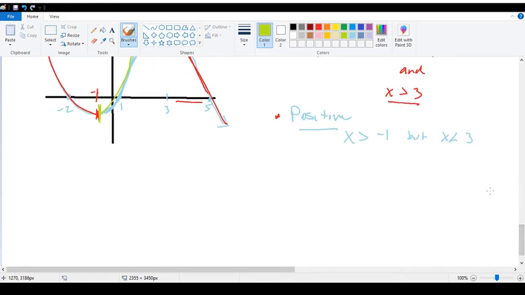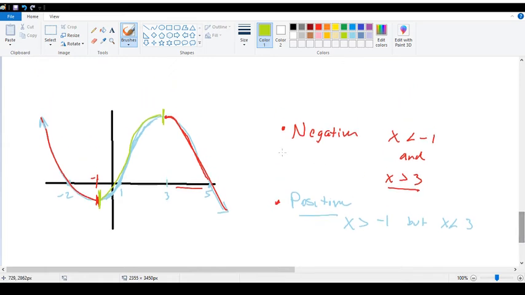Let's look at another example. And by the way, before I forget, since this is the highest point, there's no other highest point, we call this the relative maximum. Since this is the lowest point that I can tell, we call this the relative minimum. Okay, so the minimum and the maximum.